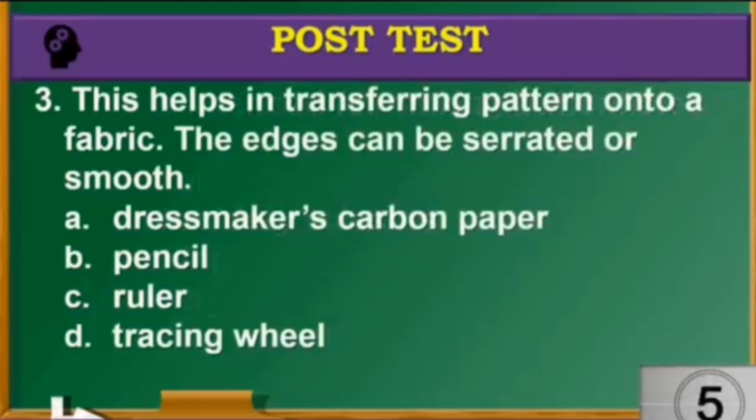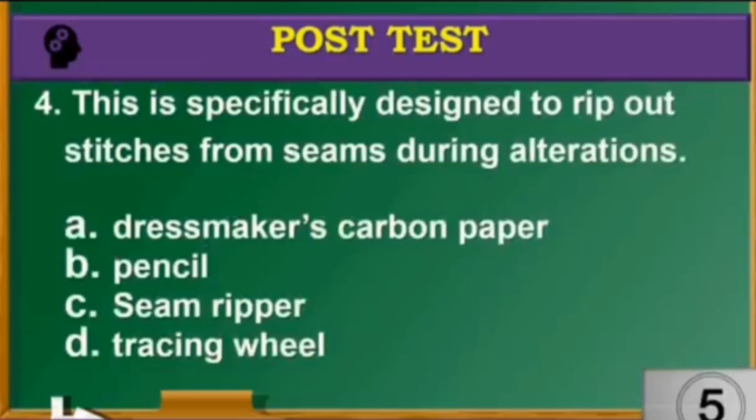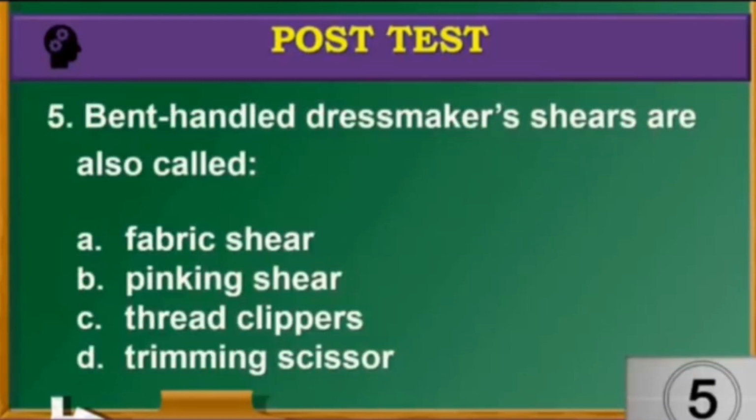Number 3. This helps in transferring pattern onto a fabric. The edges can be serrated or smooth. Number 4. This is specifically designed to rip out stitches from seams during alterations. And number 5, bent-handled dressmaker shears are also called.